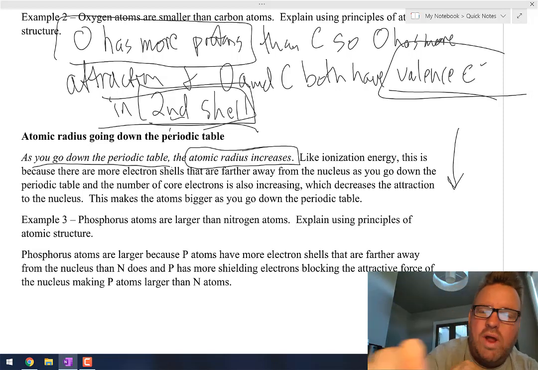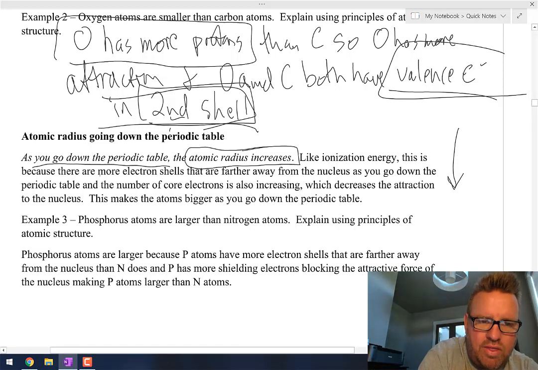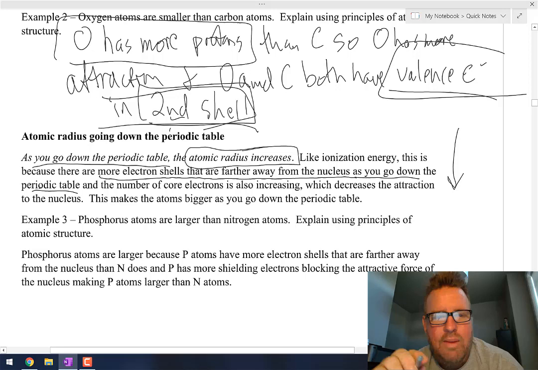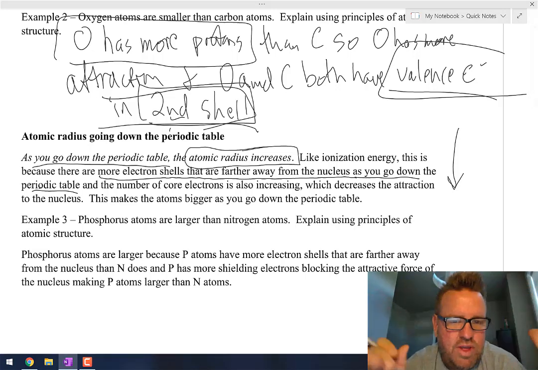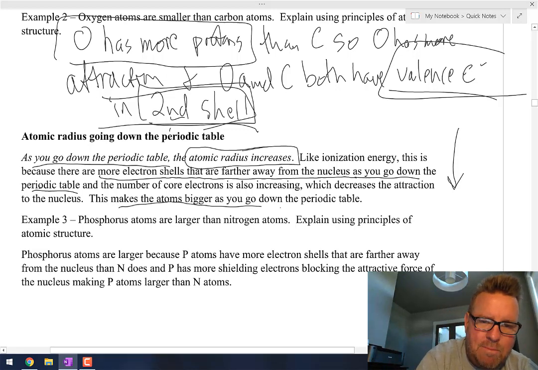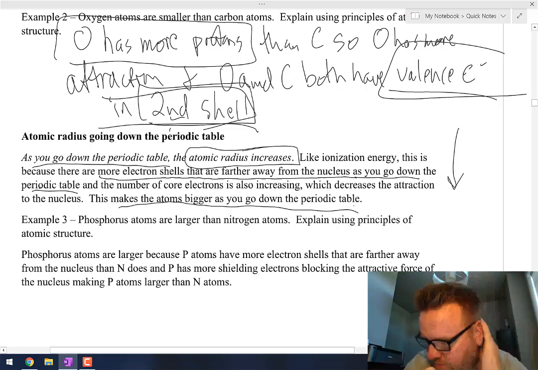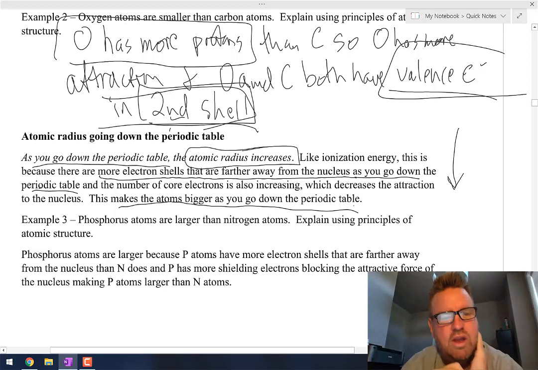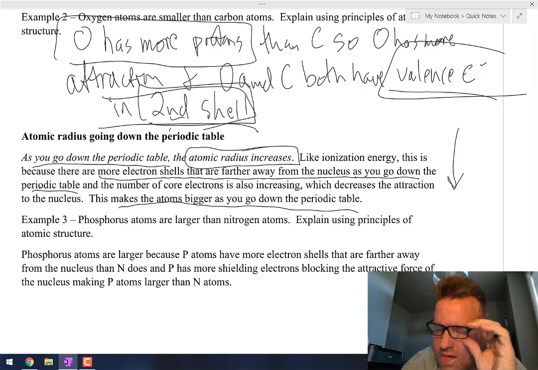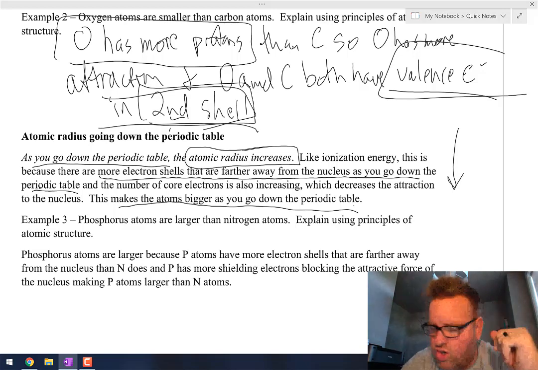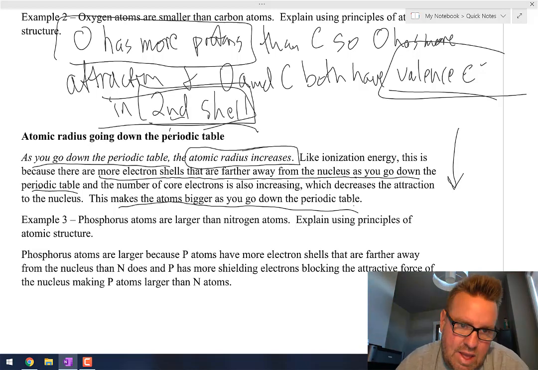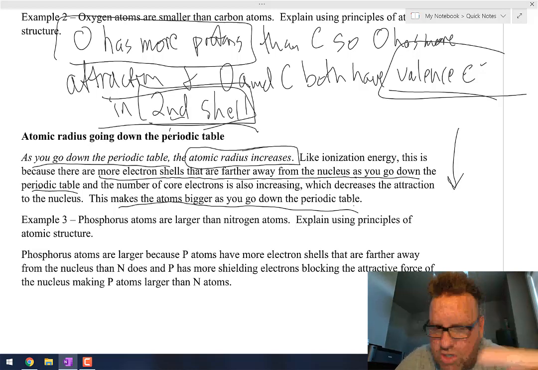Okay? Now, what are the important parts here? There are more electron shells that are farther away from the nucleus as you go down the periodic table. And more electron shells, there has to be space for them. Of course, that's going to make the atom bigger as you go down the periodic table. Okay, so example 3 here. Phosphorus atoms are larger than nitrogen atoms. I look at the periodic table. I see that phosphorus is below nitrogen. Okay, yeah, that makes sense. Yeah, phosphorus should be larger.